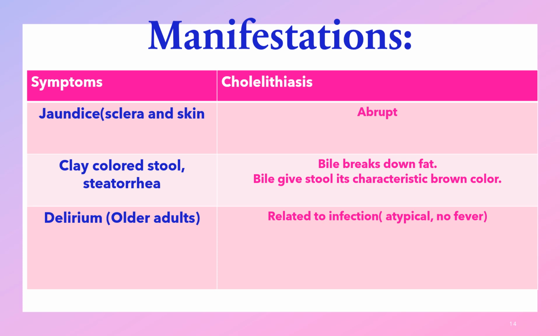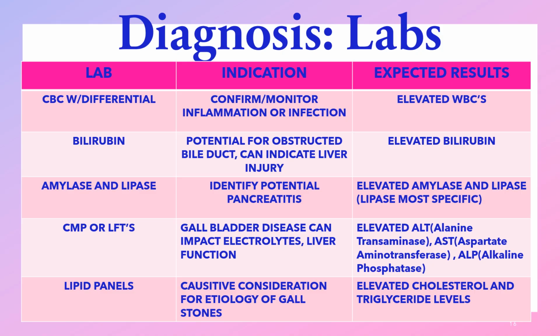An atypical presentation: in older adults, they may not have some of the more severe symptoms, but they may experience delirium, and that can be related to infection. And you remember, sometimes our older adults don't present typically, so they don't show a fever. So delirium may be a warning sign with cholecystitis and cholelithiasis that an older patient is experiencing a gallbladder concern. Let's look at diagnosis.